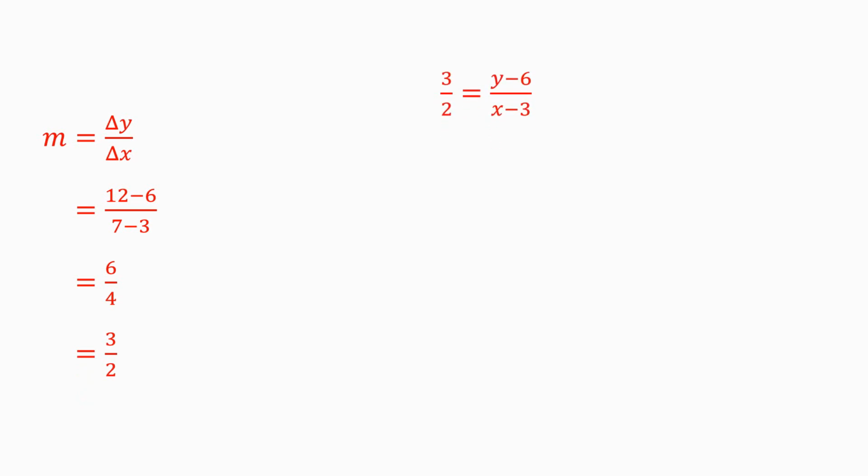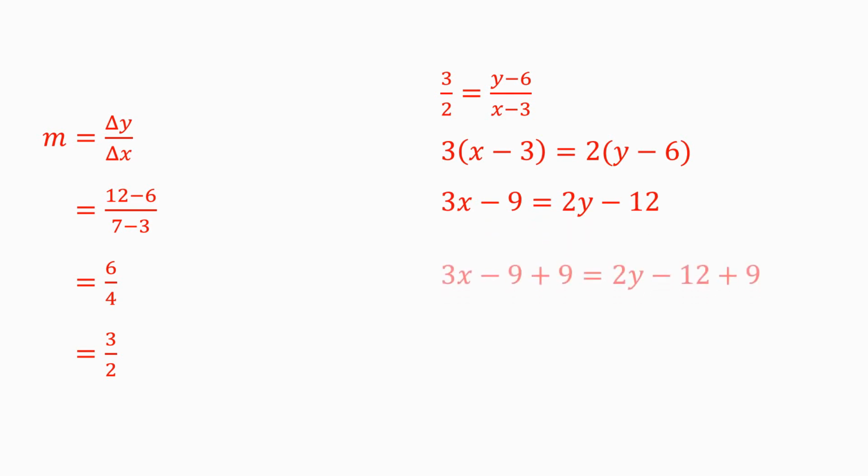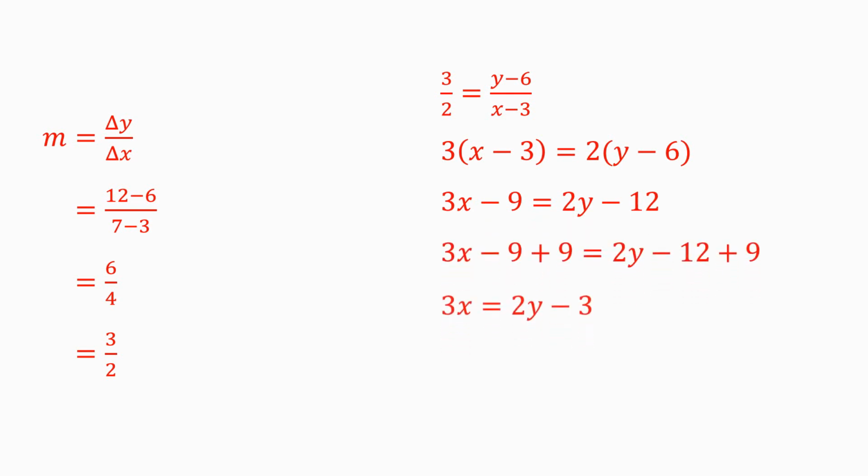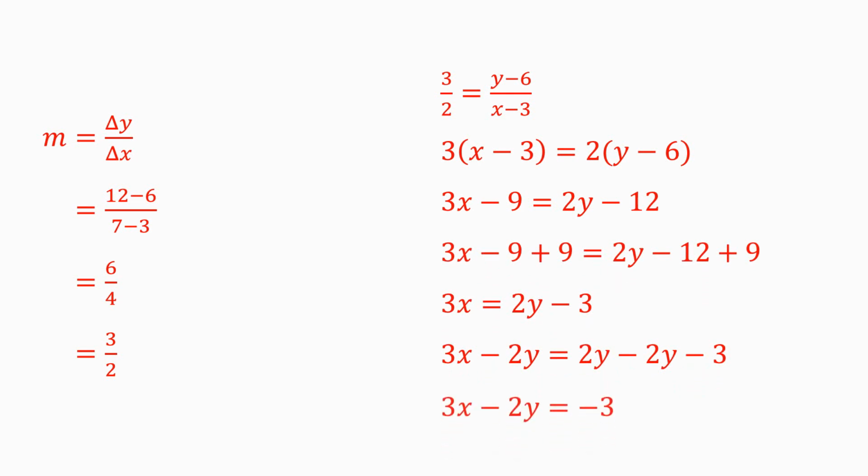Then we are going to use this in one of the points to find the equation. So 3 over 2 is equal to, we've used point A, y minus 6 over x minus 3. We cross multiply. We have 3 into x minus 3 is equal to 2 into y minus 6. Open the brackets, we have 3x minus 9 is equal to 2y minus 12. We add 9 to both sides. We have 3x is equal to 2y minus 3. Then we subtract 2y on both sides of the equation. We have 3x minus 2y is equal to negative 3. Since we've not been asked to express the equation in any format, we can leave it as it is.